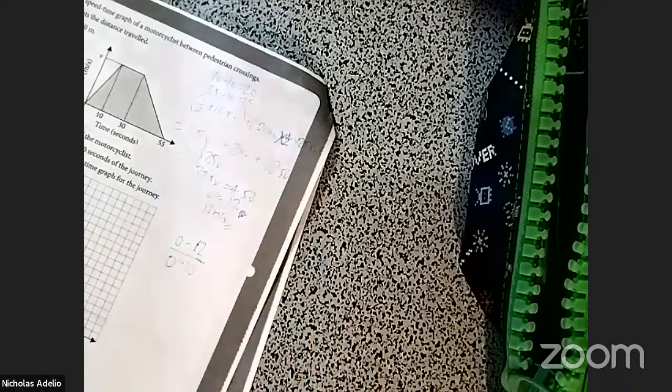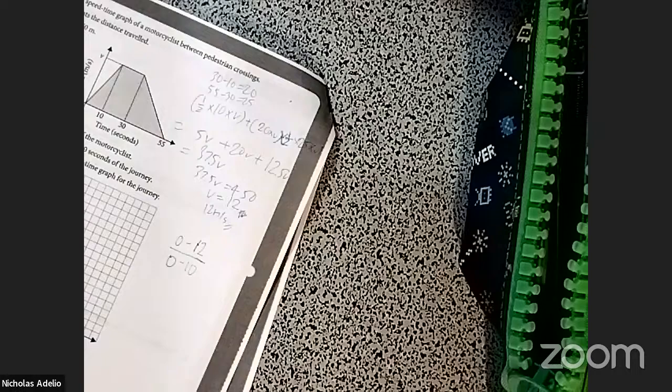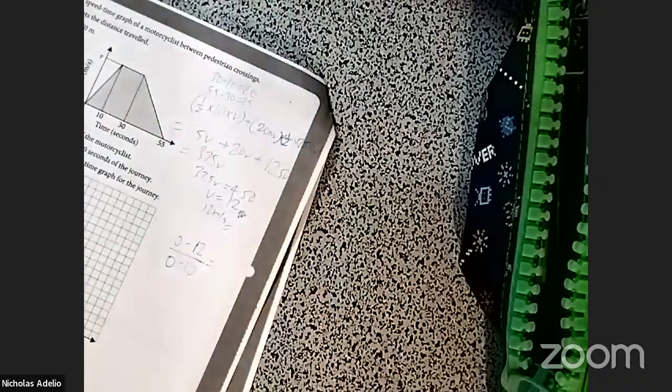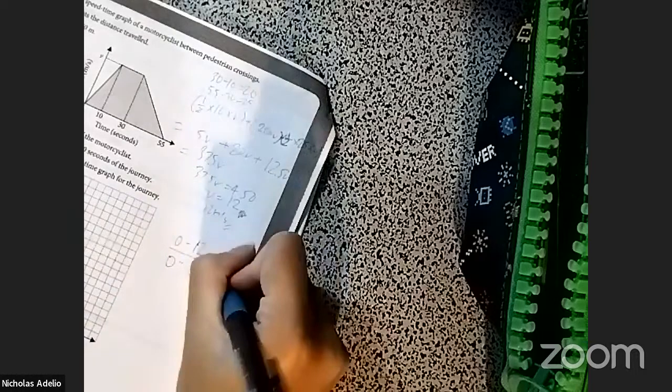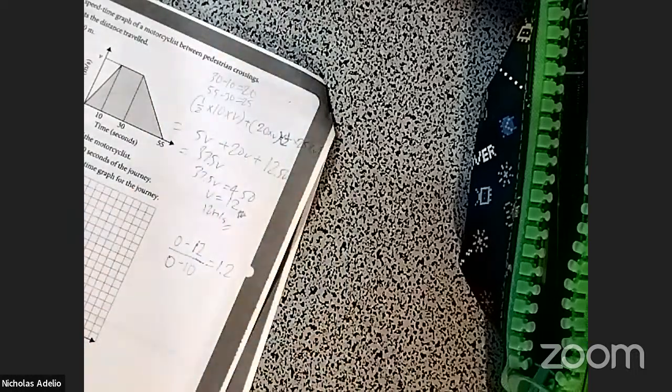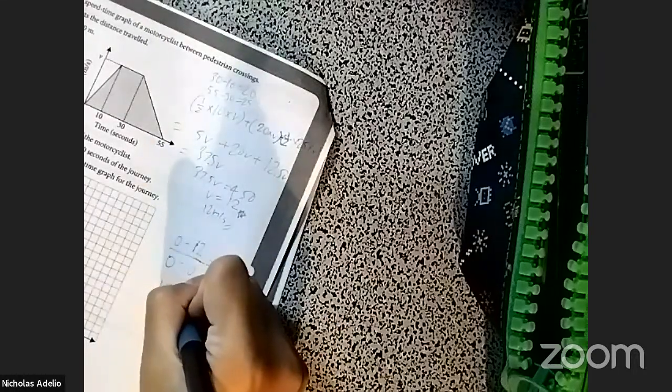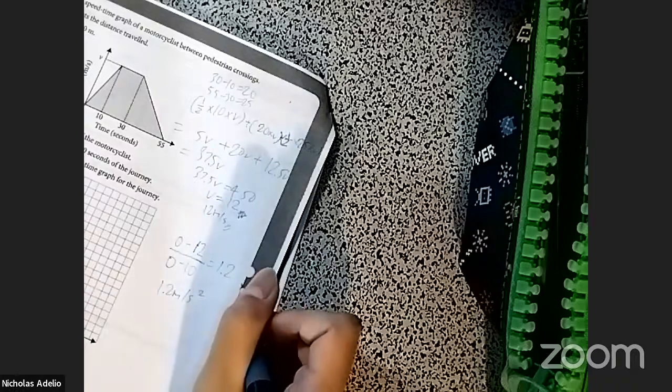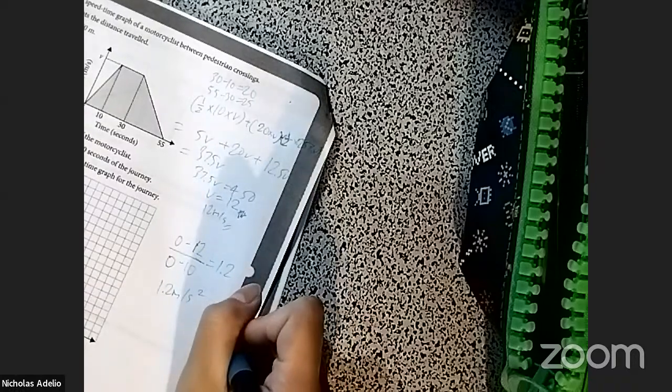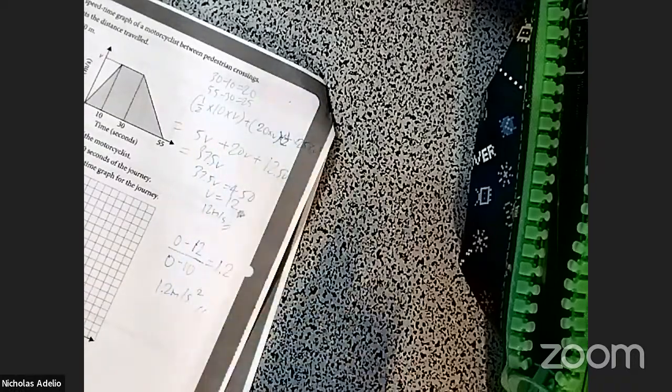So this is 0, 0. Then the y on top is 12, and the x at the bottom is 10. So that's just 12 over 10. It's just 1.2. Wait, since this is acceleration, this is 1.2 meters per second squared. Yep. You do need to write down the unit, correct? Yeah, that's correct.